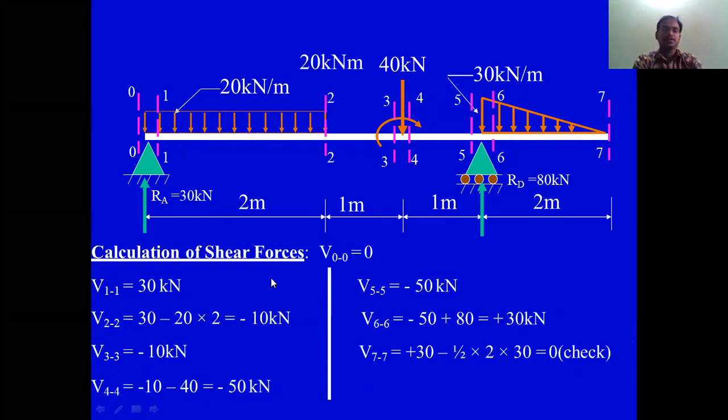Next, coming to the shear forces: at section 0-0 the shear force is 0, and at section 1-1 it is 30 kilonewtons because it is upward, so you should take only 1-1. Next, you need to take a section at the end of the UDL. You should take one section there, one before and after, and over the support before and after, and a section at the end.